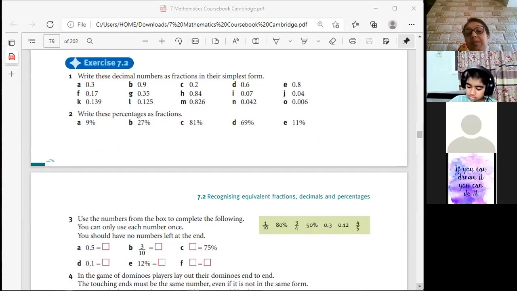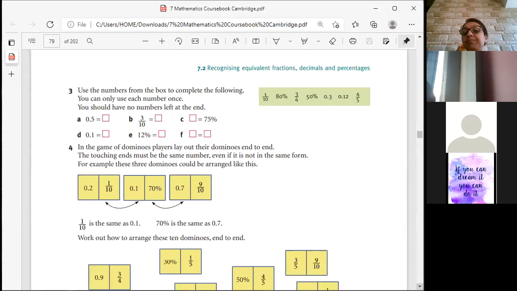Tabish, are you with us? Getting it well? Yes. Okay. Now look at the third question. What does the third question tell us? Use the numbers from the box to complete the following. You have to take the numbers from here.